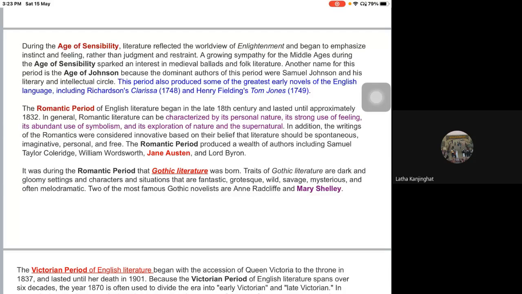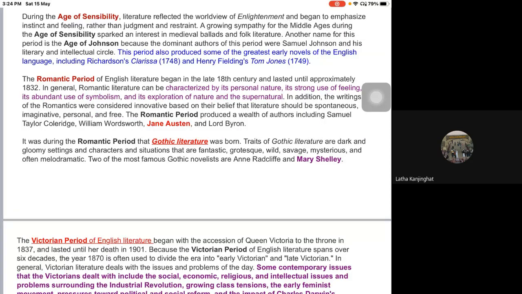And the Romantic period produced a wealth of authors, including Samuel Taylor Coleridge, William Wordsworth, Jane Austen, and Lord Byron. Then it was also during the Romantic period that Gothic literature was born. Which novel that we studied did we talk about Gothic elements? Who remembers? Wuthering Heights. Absolutely, very correct.